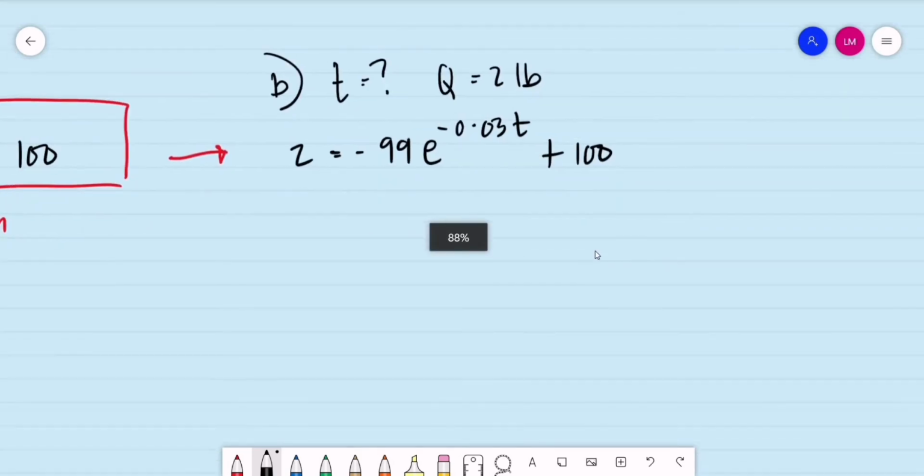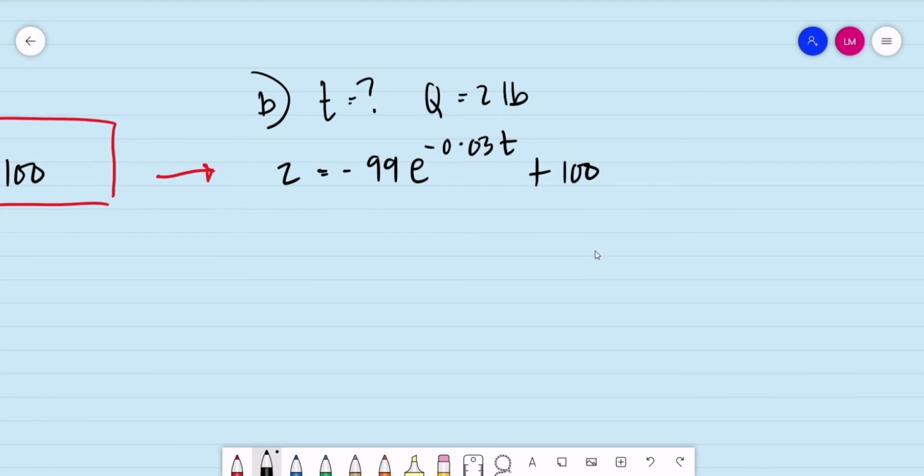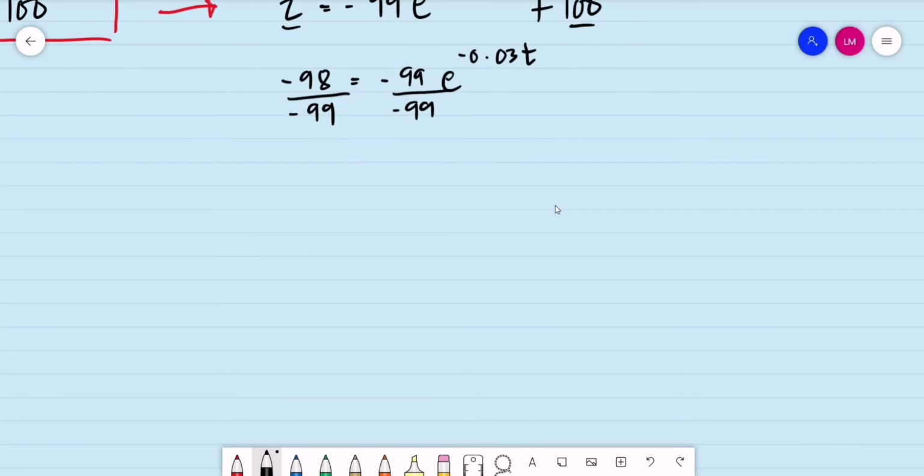Then we are solving for the time. So what will be that value? That is 2 less 100. 2 less 100 is negative 98, equal to negative 99 e raised to negative 0.03 of the time. So we divide both sides of the equation by negative 99. So we'll be having positive 98 divided by 99 is equal to e raised to negative 0.03 of the time.